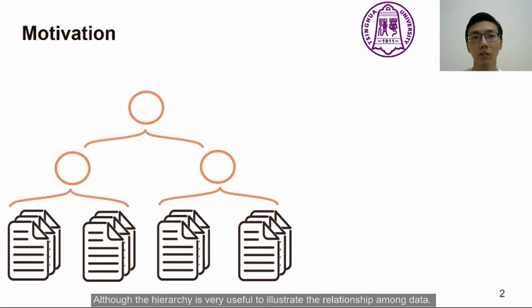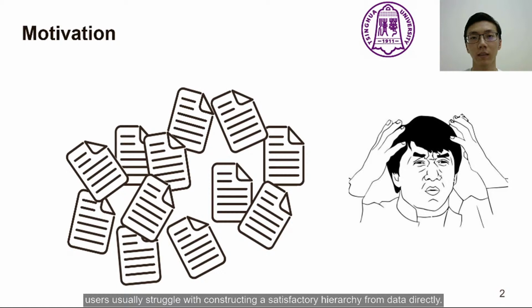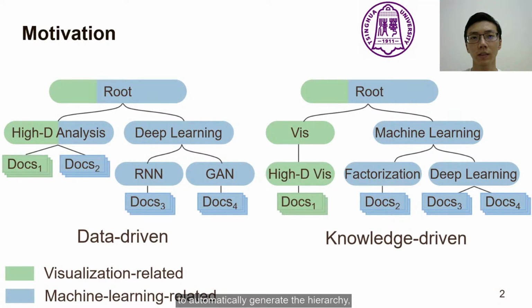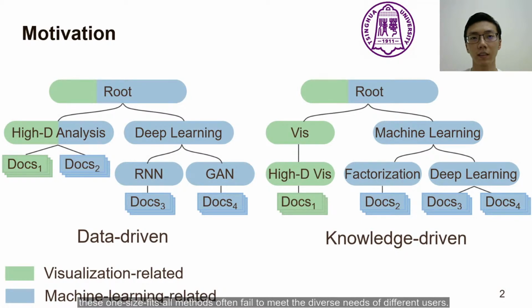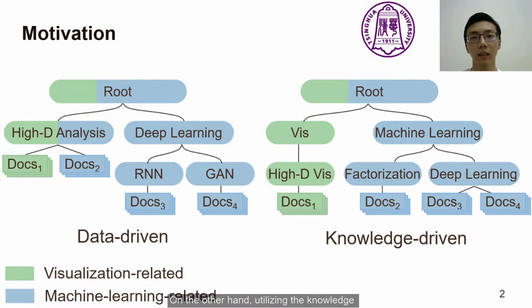Although the hierarchy is very useful to illustrate the relationships among data, users usually struggle with constructing a satisfactory hierarchy from data directly. On the one hand, although there are some data-driven methods to automatically generate the hierarchy, these one-size-fits-all methods often fail to meet the diverse needs of different users. For example, it is not satisfactory that some visualization papers are mixed with machine learning papers because they are about high-dimensional data analysis. On the other hand, utilizing the knowledge from the ACM classification system can meet these needs, but it cannot extract some intrinsic structure from the data well.